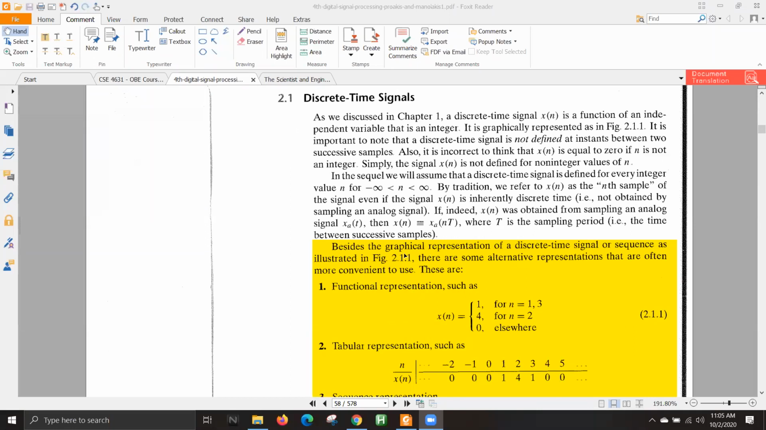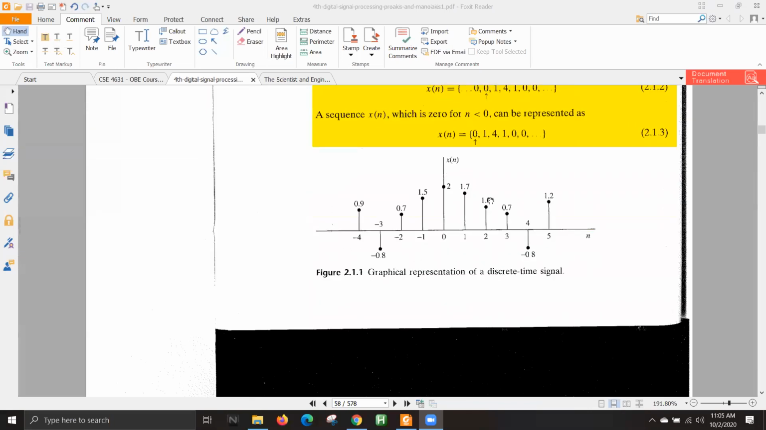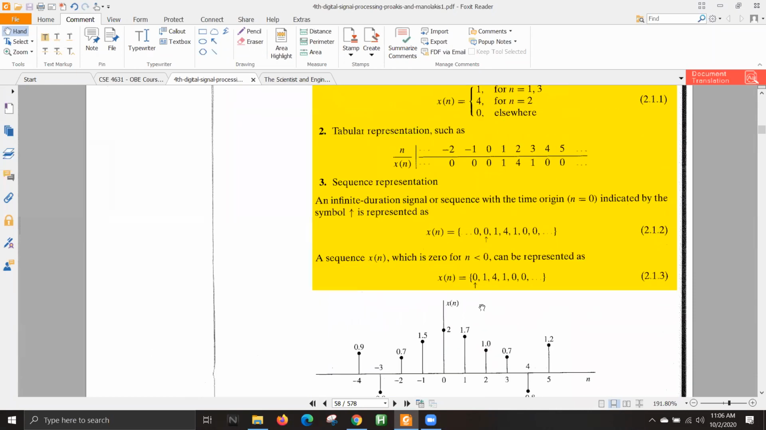The very first one is the graphical representation that we already know about. For example, this is a graphical representation of a discrete time signal. For a continuous time signal, there will be no gap in between, it will be continuous. For discrete, there are actually gaps between them. It is defined in only some specific points. So this is called the graphical representation that we already know about.